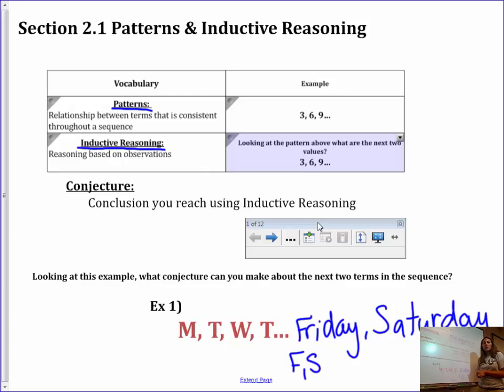So just practicing with some patterns and reasonings and logic throughout this section.